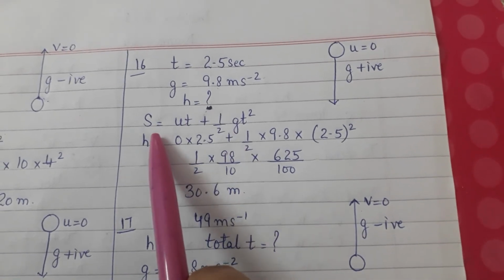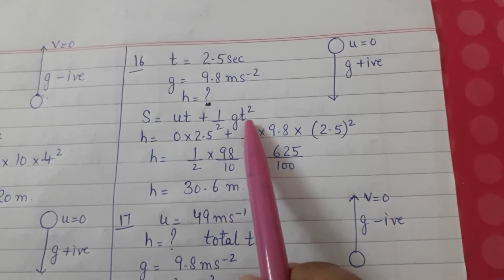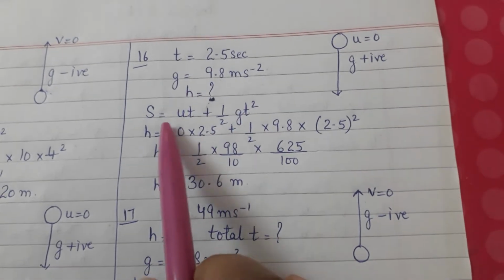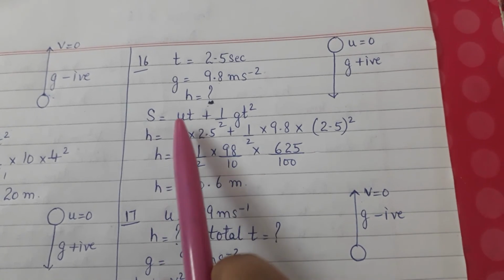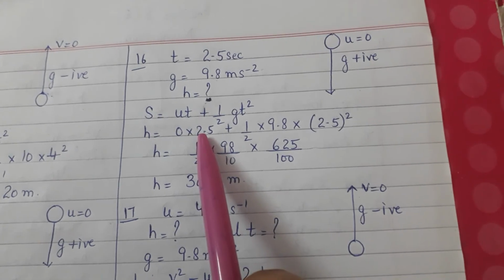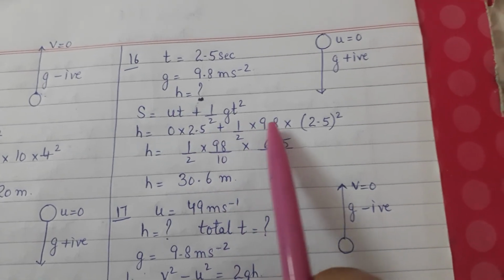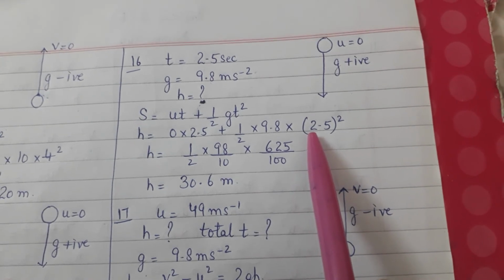Now, we will use the equation of motion. S is equal to ut plus half gt square, because I have all these values with me. So I use h because distance traveled is height. So h is equal to u is 0 because it is starting from rest, into 2.5 plus half into positive 9.8 because it is falling downwards, into 2.5 the whole square.